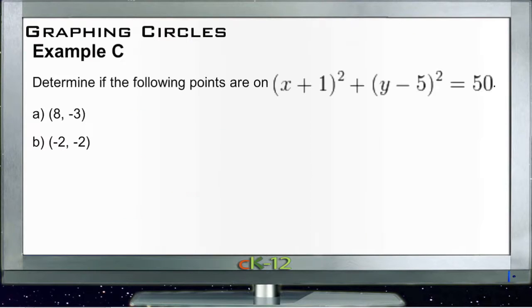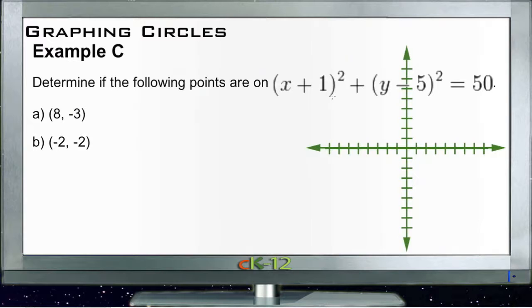And then example C. Example C says determine if the following points are on the circle (x plus 1) squared plus (y minus 5) squared equals 50. So we're going to have a circle that looks like this. It has a center at (negative 1, 5), so the center is right about here, and then the radius would be about 7 units in each direction. So our circle would be out here, sort of generally in this area. Again, sorry about my artistry, but we'll get the general idea there.